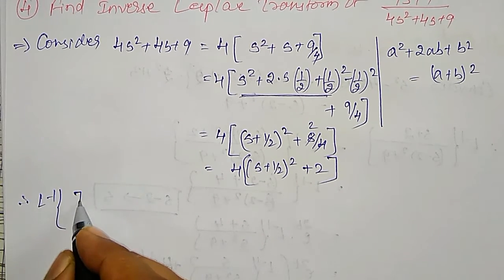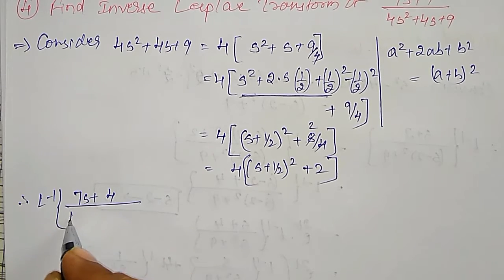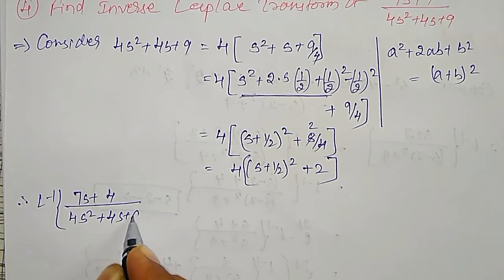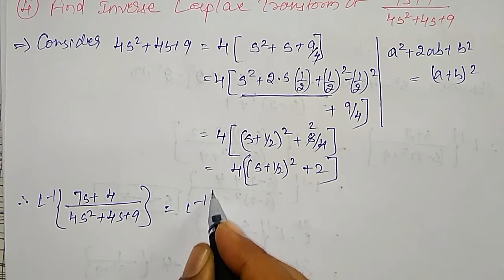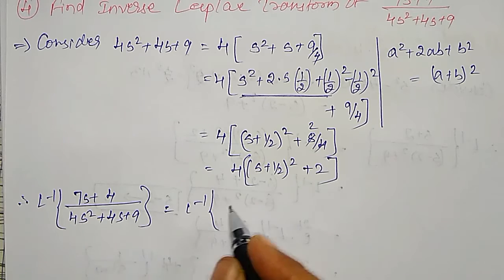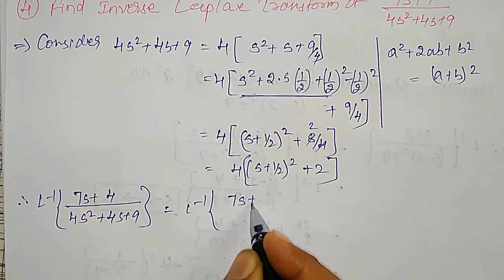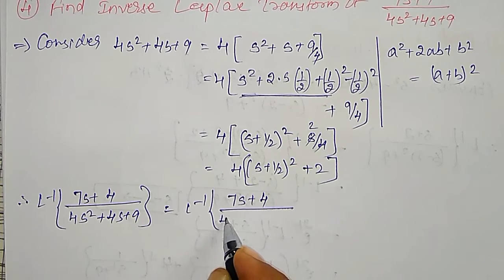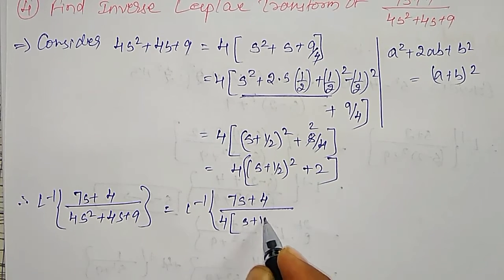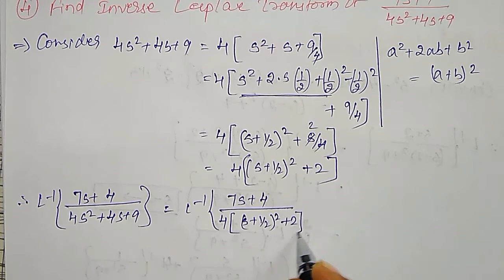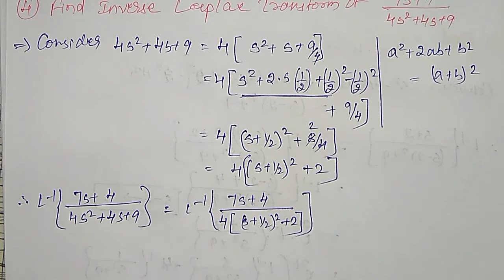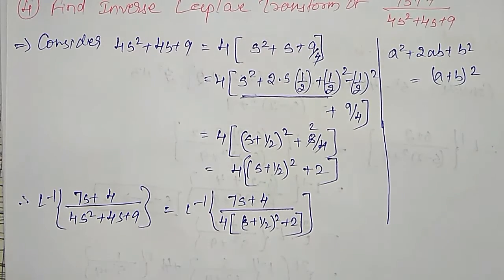Therefore, inverse Laplace transform I can write. Inverse Laplace transform of 7s plus 4 divided by 4s square plus 4s plus 9. I can write it as inverse Laplace transform of 7s plus 4 divided by 4 times s plus 1 by 2 the whole square plus 2. You can just observe here, to apply that property, wherever s is there, it should be s plus a or s minus a type. In the denominator I am getting that, but the numerator is of the form only s is there. That's why this one also I will convert into s plus 1 by 2 type.